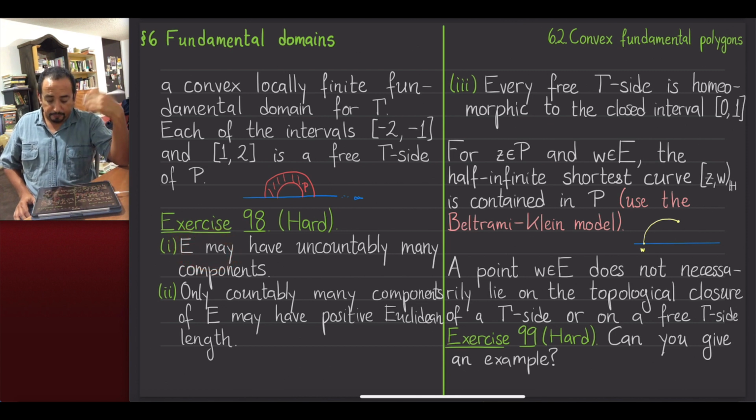Here also, when I say E may have uncountably many components, what I mean is to give an example of a Fuchsian group gamma and a convex locally finite fundamental domain P, such that E has that property.